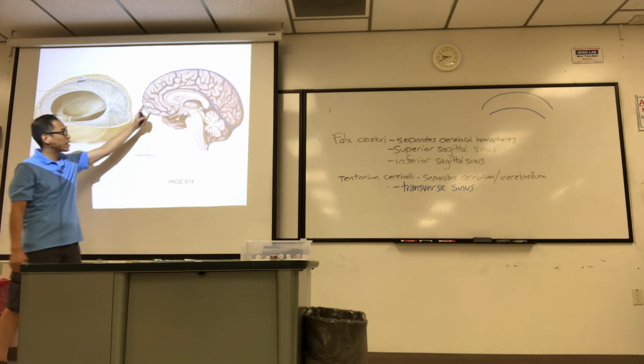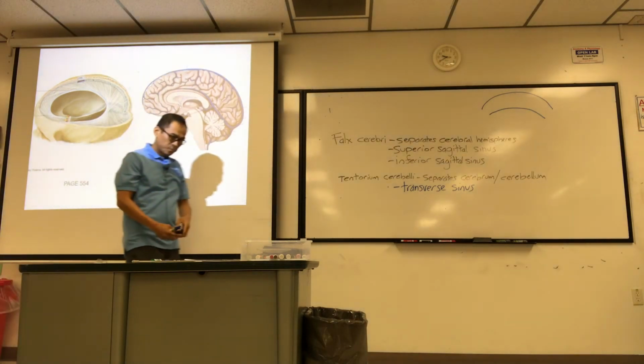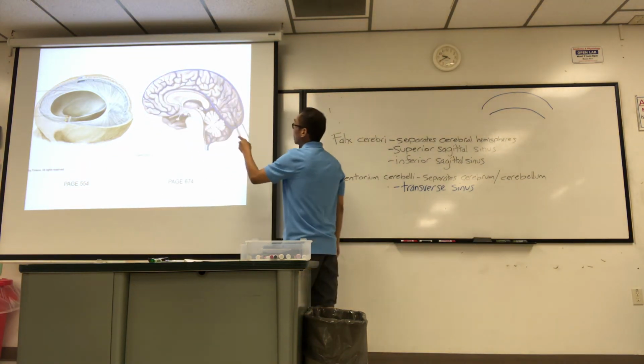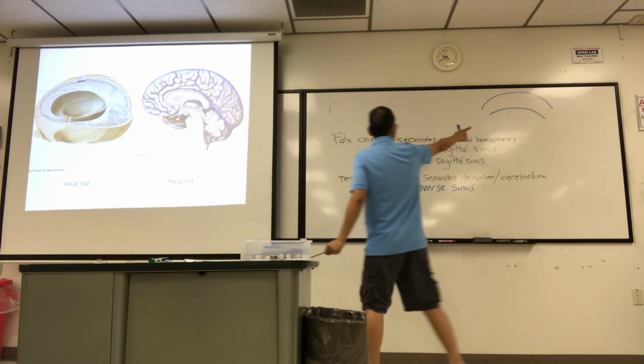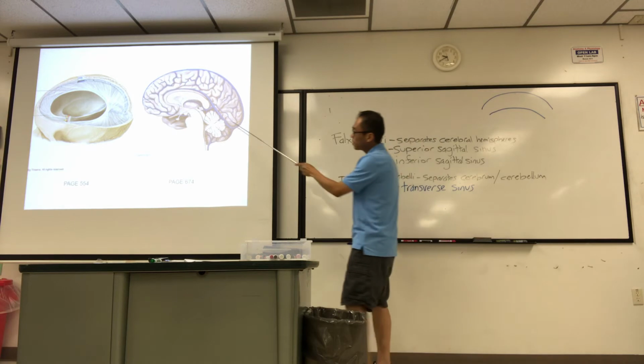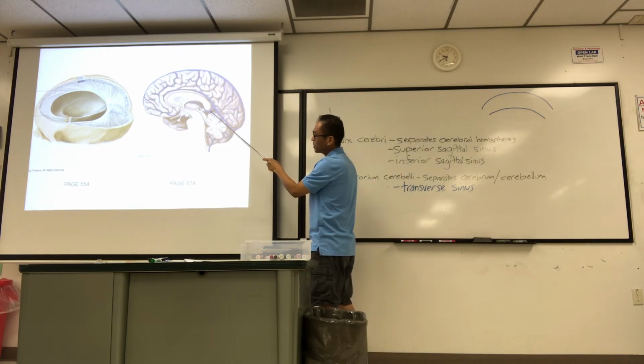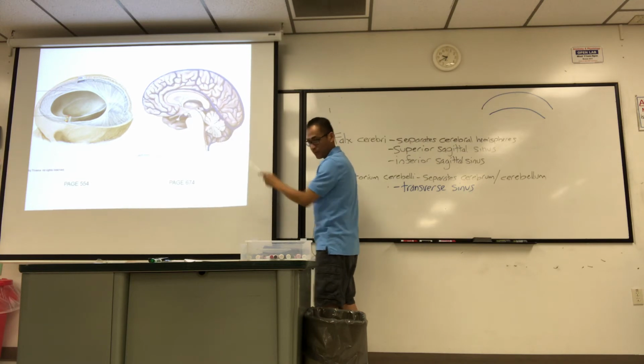All right, so let's use this as a reference point. This is the superior sagittal sinus. Here's the inferior sagittal sinus. Let me continue on with this. There's one vein where all of these collect, right here. That's the great cerebral vein. Let me draw that in my picture.